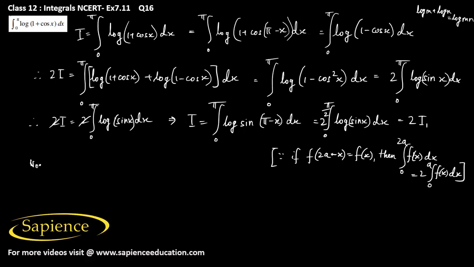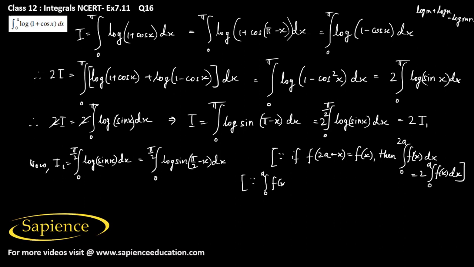So now I1, which is equal to the integral from 0 to pi by 2 of log sine x dx, can be written as the integral from 0 to pi by 2 of log of sine of (pi by 2 minus x) dx. Why? Since we know that the integral from 0 to a of f of x dx can also be written as the integral from 0 to a of f of (a minus x) dx. So sine of (pi by 2 minus x) is cos x. We can write it as the integral from 0 to pi by 2 of log of cos x dx. So this is also I1.